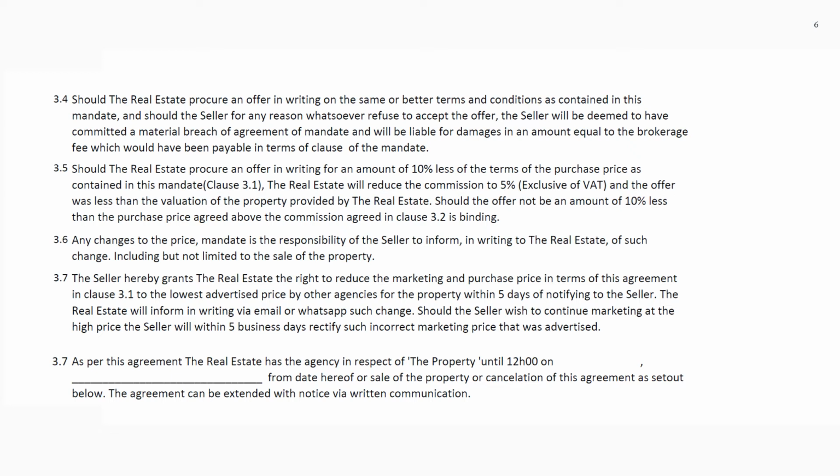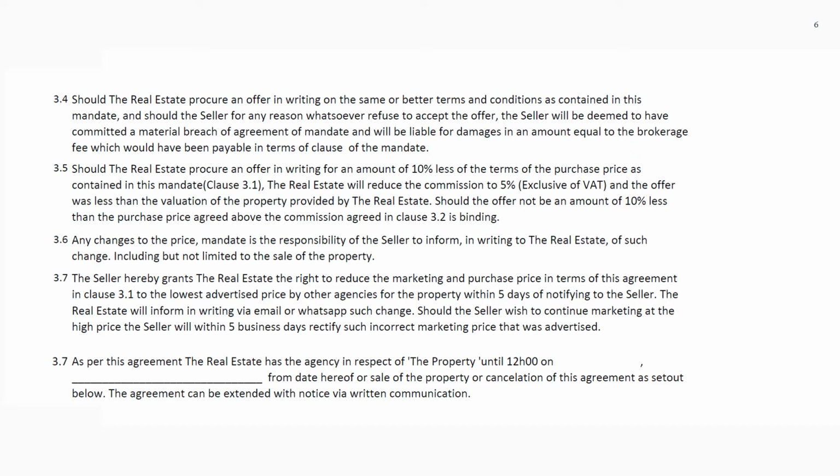3.6 requires the owner to inform the real estate agent should there be any changes in terms of the price of the property or any other aspects that affect the mandate to sell the property. Should changes in price not be communicated with the agent, the current contract will stand as per the marketing price.